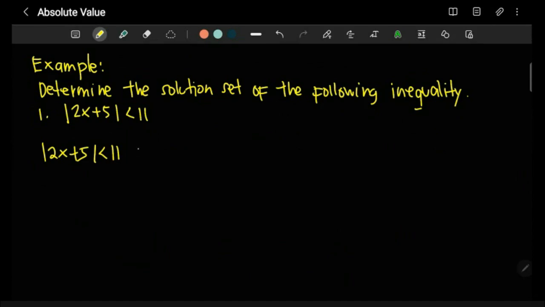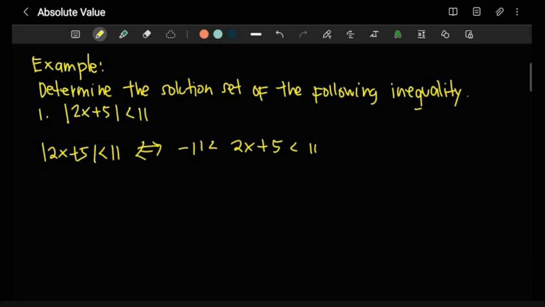This can be written as if and only if yung 11 magiging negative sa left side. So, negative 11 less than, para mawala ni absolute value, 11. So, this is our rule on removing the absolute value.